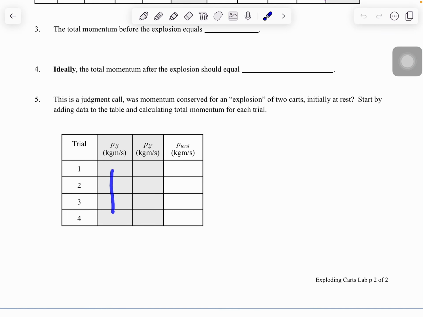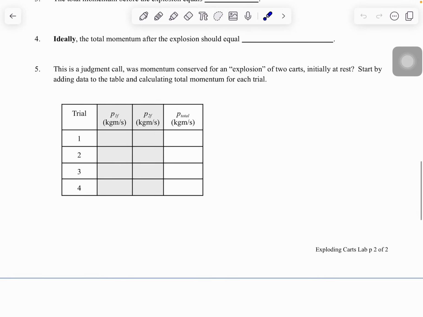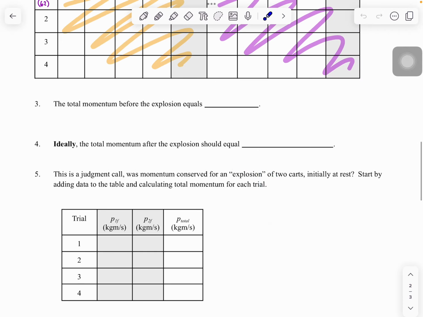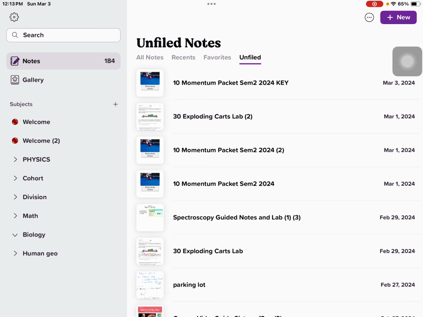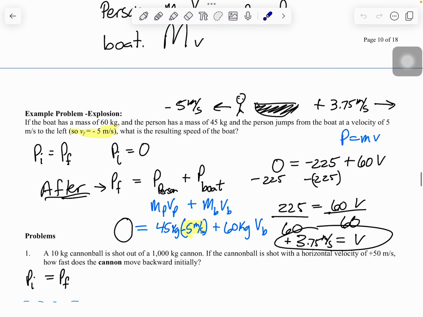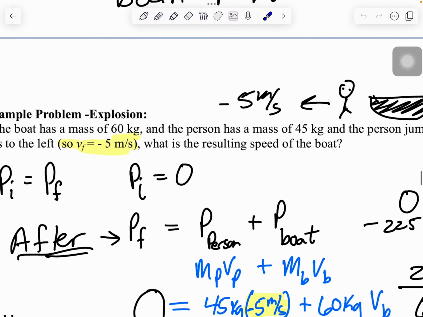Again, one entire column should be positives, the other column should be negatives. So I say you're adding them together, but you're adding a positive and negative. So really you're subtracting those two numbers. Make sure you answer all of the questions that are in the lab, and then you can go ahead and hit submit. When you're done with that, you're going to come back over to your packet, and I want you to work on some more of these explosion type problems.